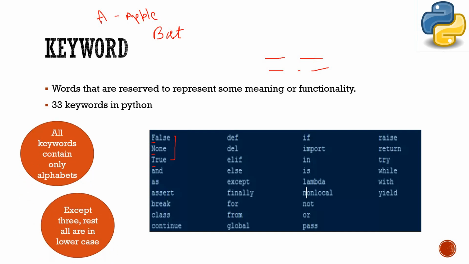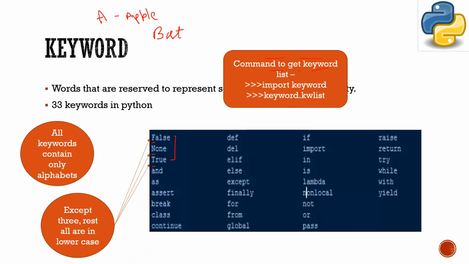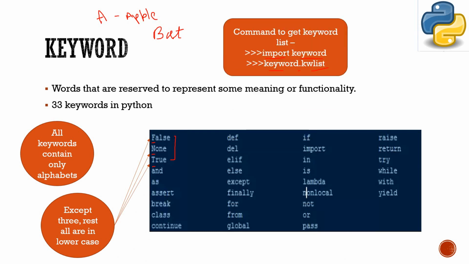Except 3, the rest are all in lowercase. You can see here, if, is, elif, else, and those 3 which are in uppercase are False, None and True. After that, we have a command to get the keyword list, which is import keyword and next keyword.kwlist.